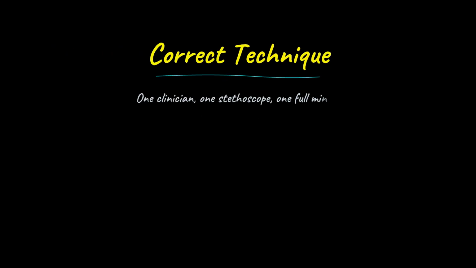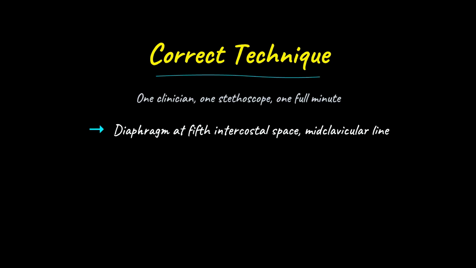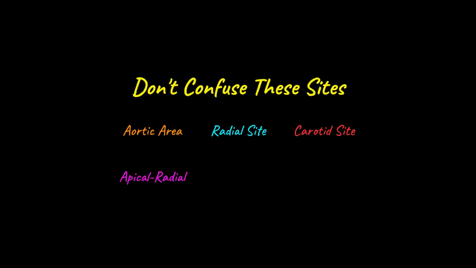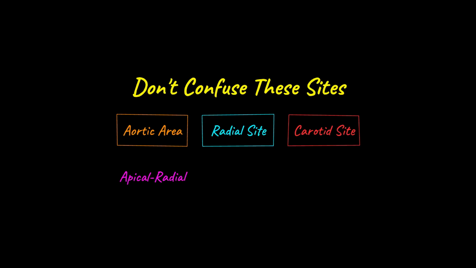The nurse places the diaphragm at the fifth intercostal space, mid-clavicular line, and listens for the S1 lub sound. Every lub is counted for a full 60 seconds while noting rhythm regularity and any extra sounds. Exam traps often swap in the wrong site. The aortic area at the right second intercostal space assesses valves, not rate. The radial pulse skips medication checks and the carotid risks vagal stimulation. The apical-radial pulse is a different technique entirely, needing 2 clinicians to detect a pulse deficit.